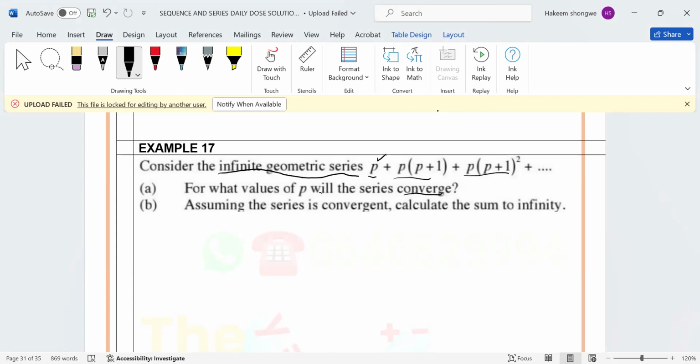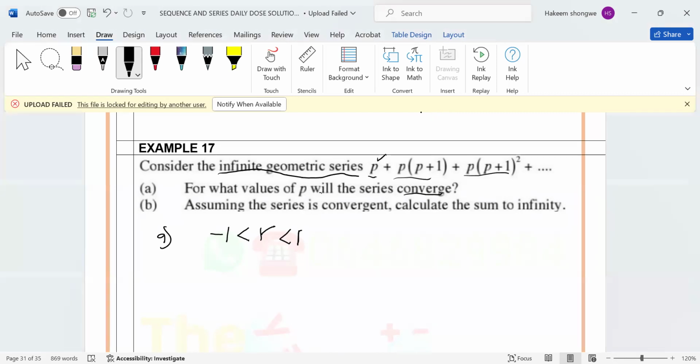We know a series is going to be convergent when R is between -1 and 1. So if our R is greater than -1, but our R is less than 1, the series is going to be convergent. Okay? But that's not what they're asking. They're not asking for which values of R. We know for which values of R. For values of R that are between -1 and 1, the series is going to be convergent.